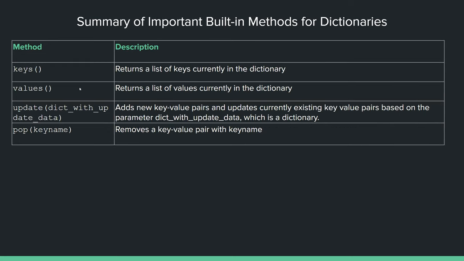For dictionaries, we can get a list of keys using dot keys, get the values, and we can update. We can also pop, we can remove a key value pair using pop and then a key name.